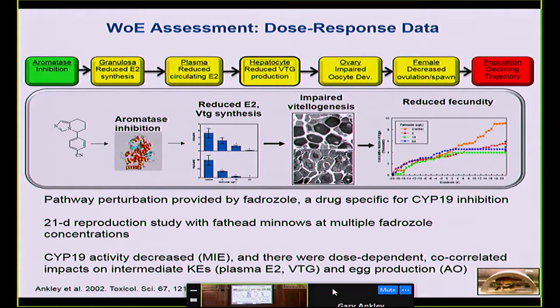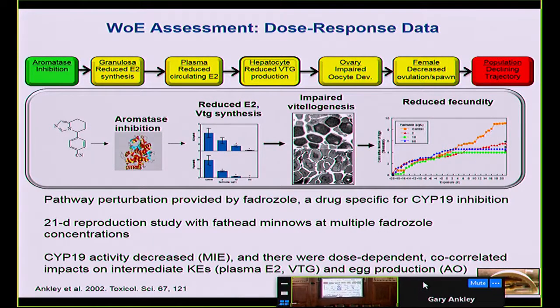So what are the empirical data that are out there that would support this in terms of a causal AOP? The first thing I'm going to focus on is dose-response relationships. And this is data from experiments conducted at our lab over the past few years in which a small fish model, fathead minnows, were exposed to fadrazole. This is a drug that's specific for inhibition of CYP19.